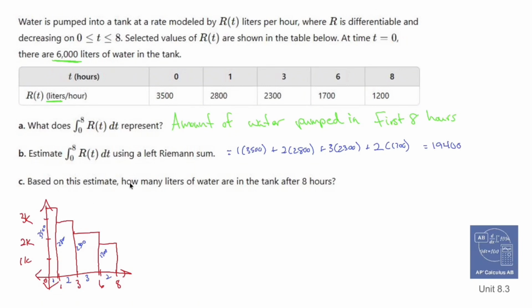Now, based on this estimate, how many liters of water are in the tank after 8 hours? Well, I know that I started out with 6,000, and I know that I added roughly 19,400. Adding those two guys together, I get 25,400 liters. Okay, so that's how you do that problem right there. Not the most fun problem in the world because no one likes Riemann sums, but hey, everybody loves Riemann. They just don't like his sums.